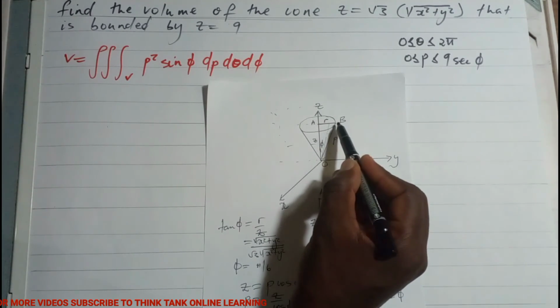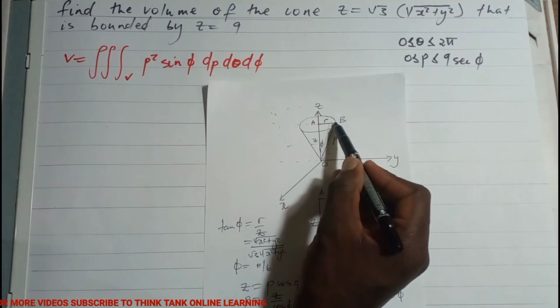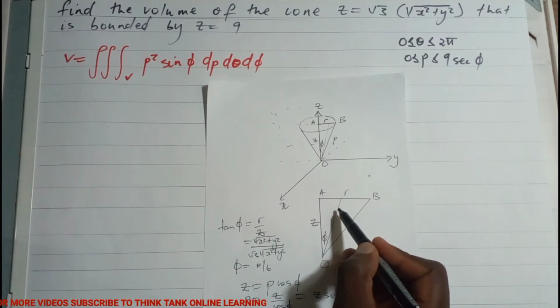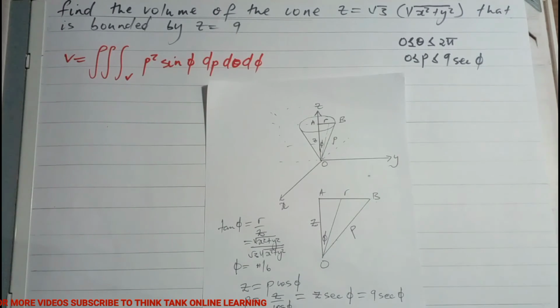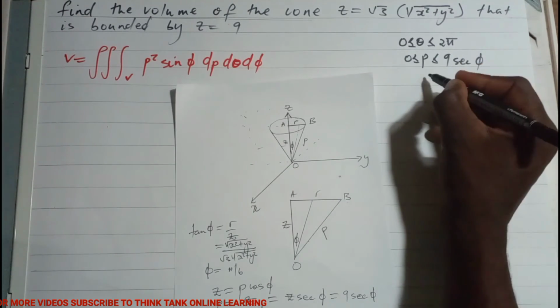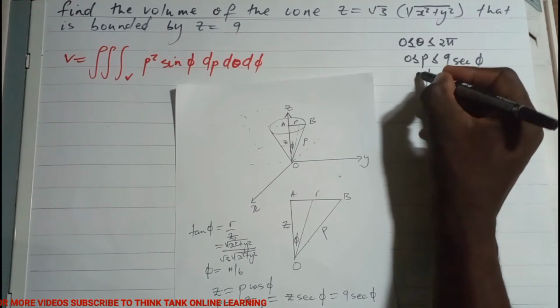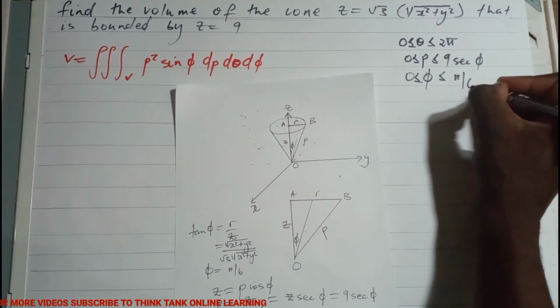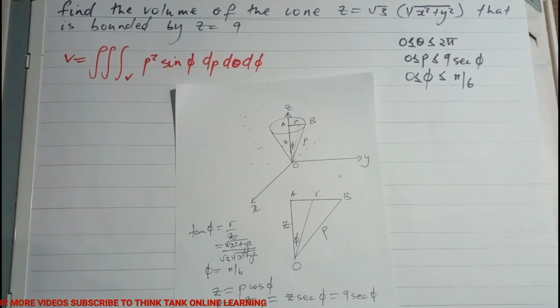From here it's going to be the radius of the sphere, but as soon as we move from B to A, this is going to increase at a rate proportional to 9 sec phi. So that's why we're going to express rho in terms of phi. What about phi? Phi is from 0 to pi upon 6. And now we're good.